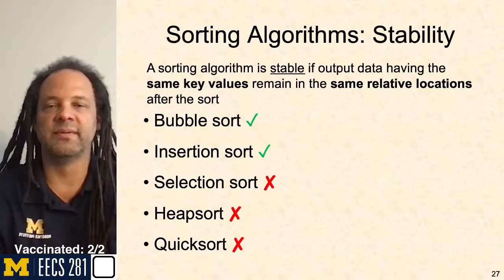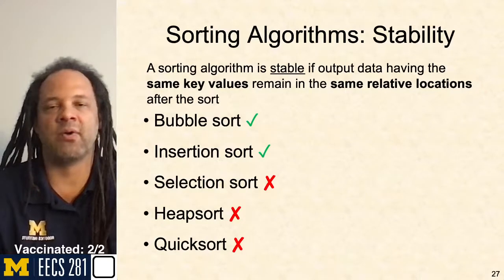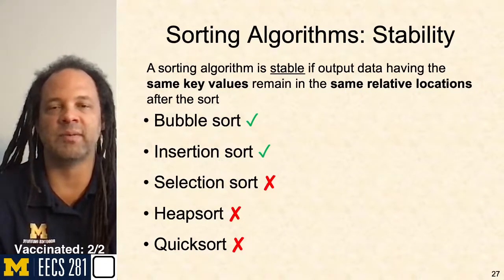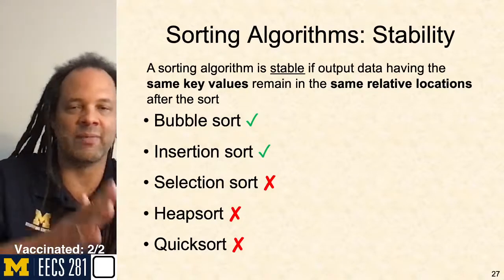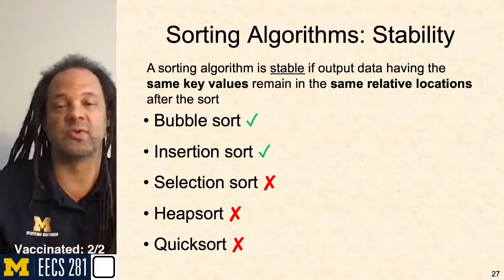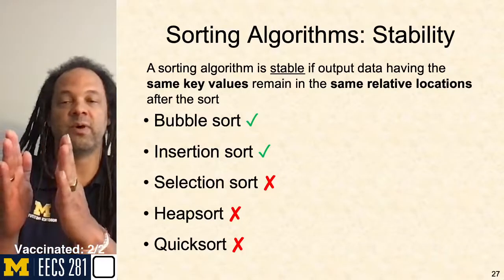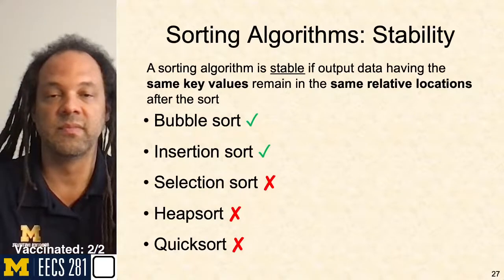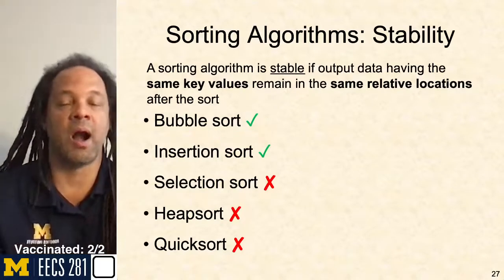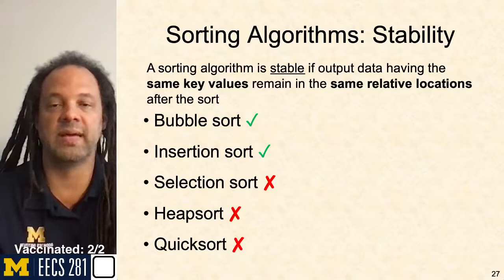How about stability? We talked about whether or not algorithms were stable, and sometimes that is important. If the output data has the same key values remaining in the same relative locations after the sort, a 3 left of a 3 once sorted will still be left of a 3. Bubble sort and insertion sort are both stable.